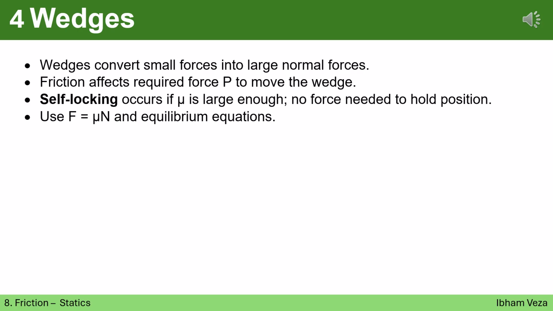Wedges. A wedge is a simple machine used to amplify force. By applying a relatively small force, a wedge can generate very large normal forces. However, friction significantly affects the force required to move the wedge. In some cases, friction can be large enough to prevent motion entirely, creating a self-locking condition. Therefore, friction must always be considered in wedge design and analysis.